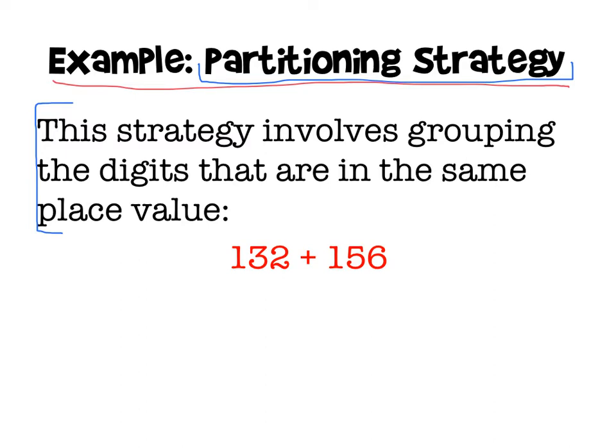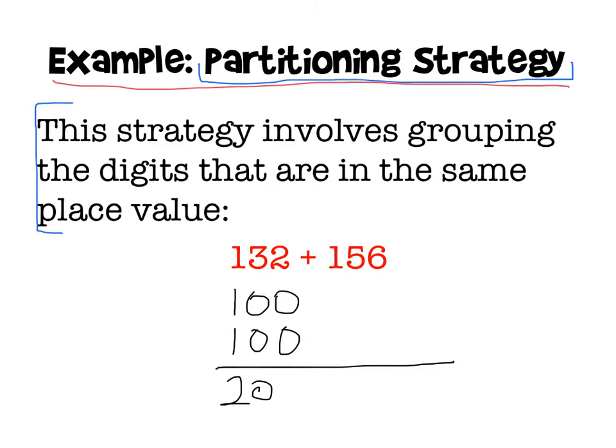So let's have a look. 132 plus 156. How can I make that simpler using the partitioning strategy? Okay, well, let's look at the first place value that both of these numbers have, and it's the hundreds place value. Okay, so this one has a hundreds place value, and this one has a hundreds place value. Okay, so first off, without doing anything, I know I've got 200. Okay, that's that place value done.